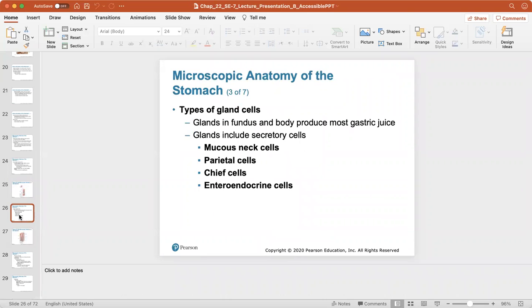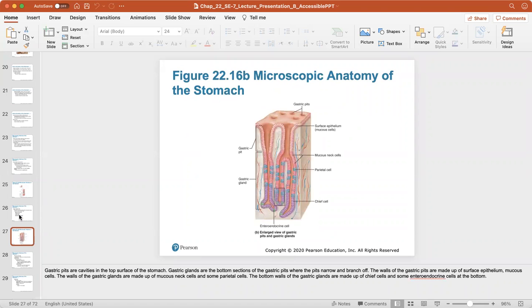I do want you guys to know the different types of gland cells. So the glands in the fundus region of the stomach and the body produce the most gastric juices. And the glands include secretory cells, which I want you guys to know, and I want you to know what they secrete. The mucous neck cells, the parietal cells, the chief cells, and then the enteroendocrine cells. So here is a look at where these cells are located within the gastric pits and the gastric glands, the mucous neck cells, parietal cells, chief cells, and then the enlarged view of the gastric pits and gastric glands.